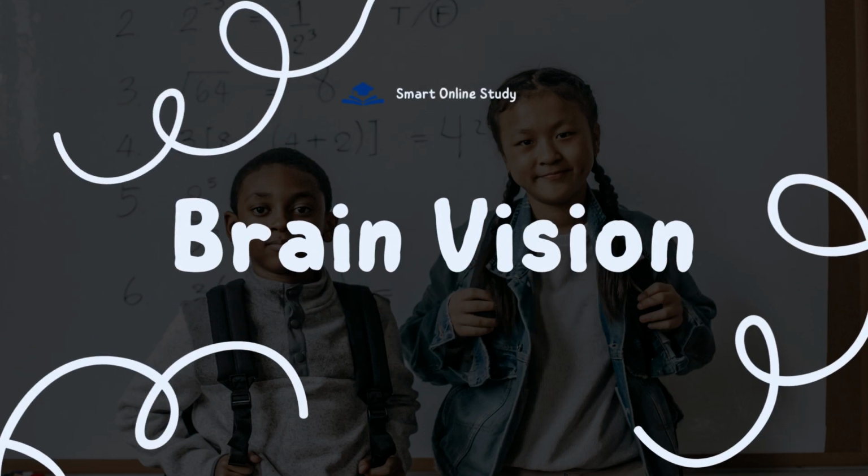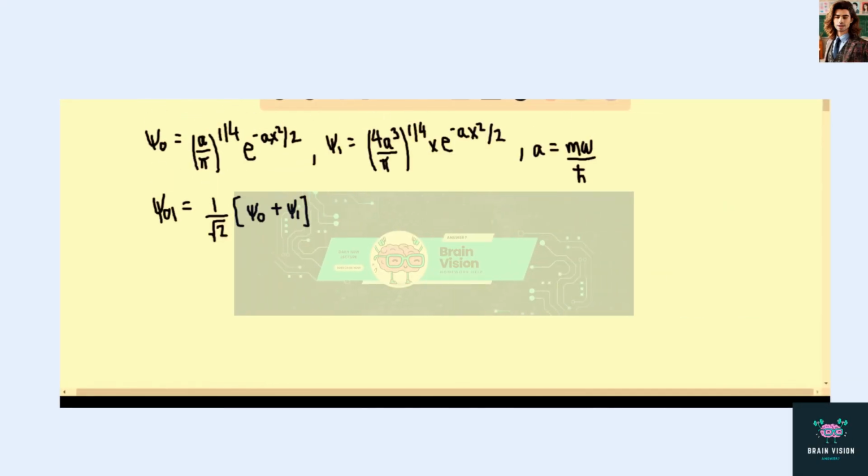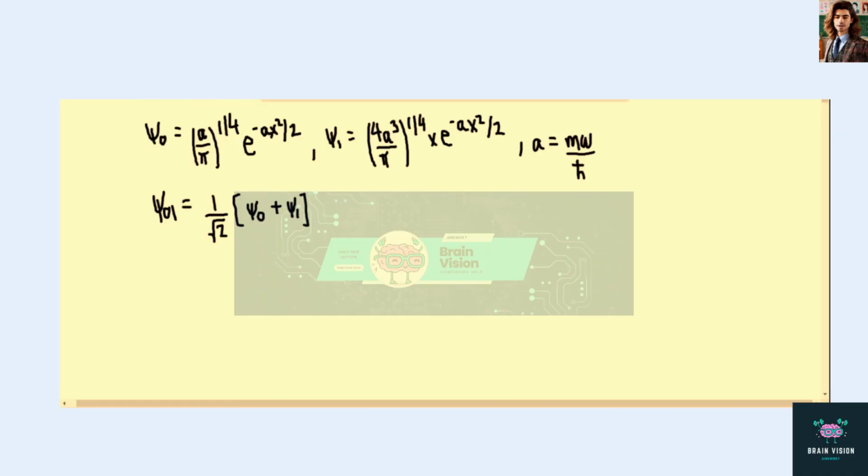Welcome to Brain Vision. Given the wave functions, including the mixed state wave function, we're going to start with the ground state, and we're going to take the expectation value for the position operator. And proceeding, we get the following integral.